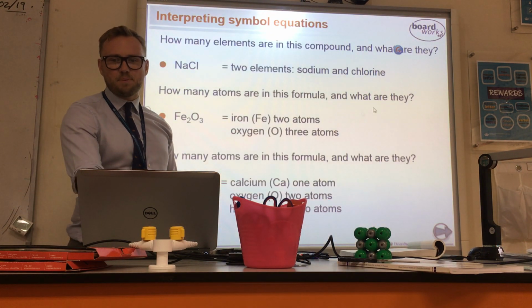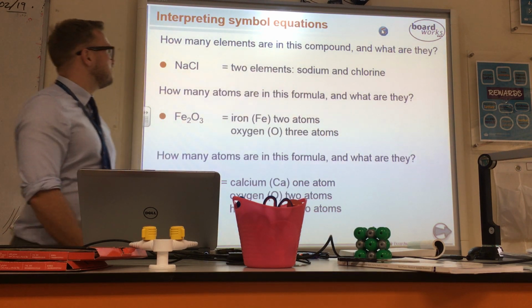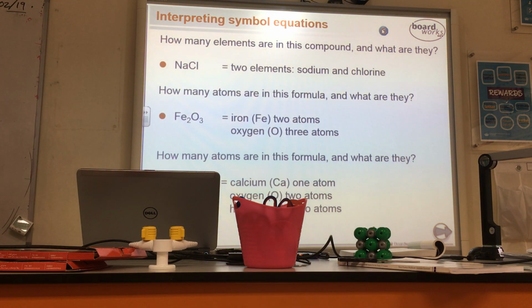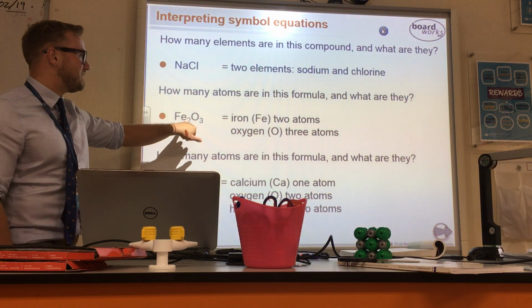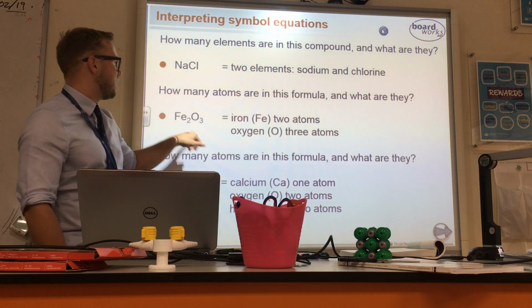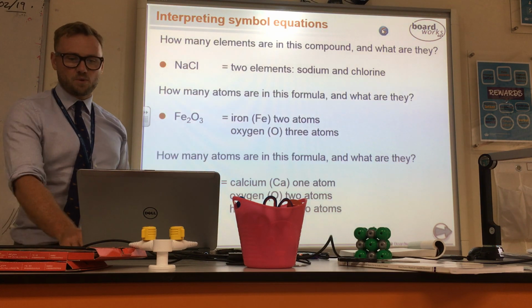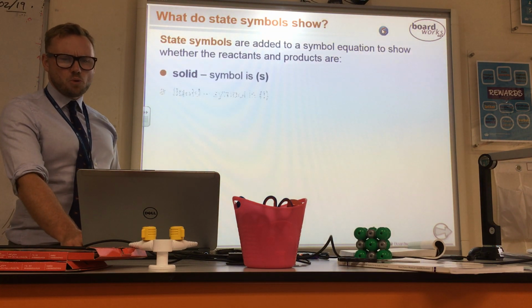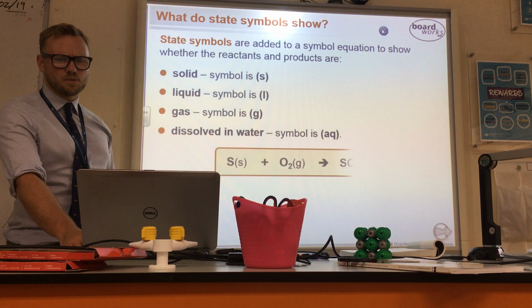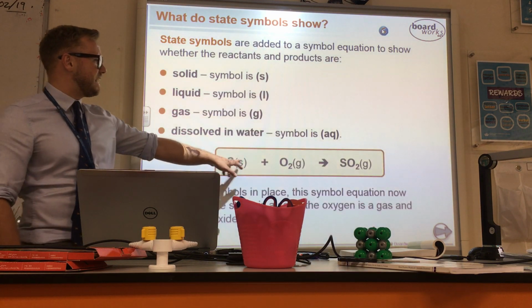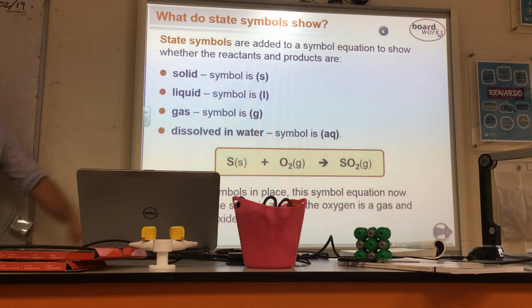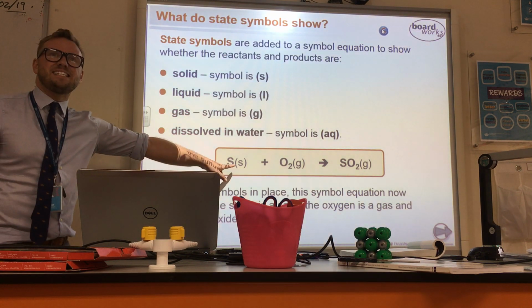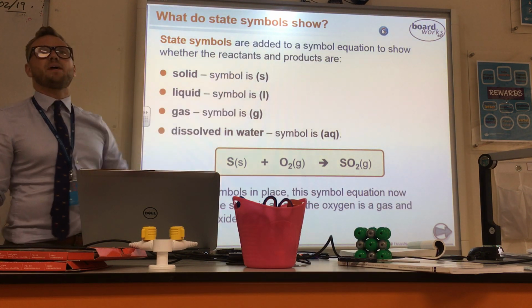So here we've got some examples of interpreting some symbols, or actually in a sense these are all salts. But basically, remember the little numbers tell you there's 2 atoms of iron and 3 atoms of oxygen. Okay? Are you all happy with the state symbols? Yeah? So we add the state symbols because it gives us a bit more information, gives us more idea about the story. If you see little brackets with S in, what do you think that's going to be, Tiff?